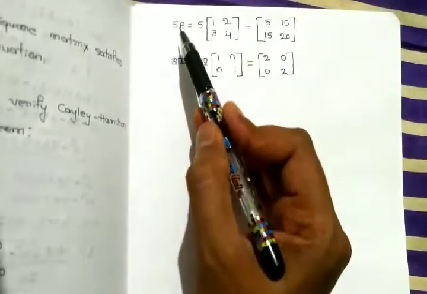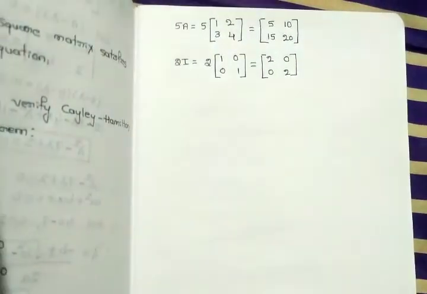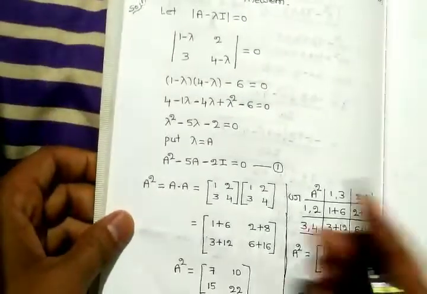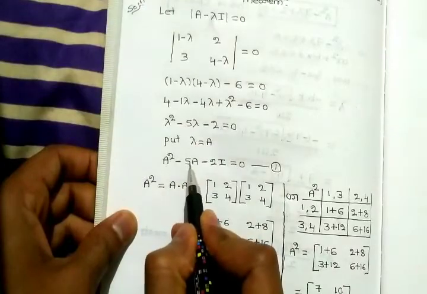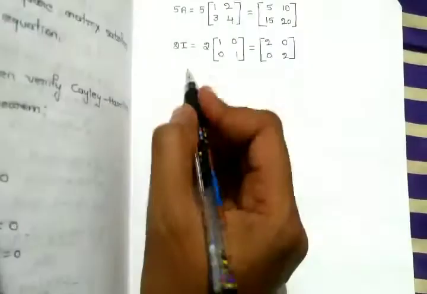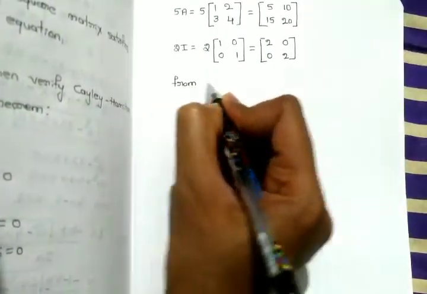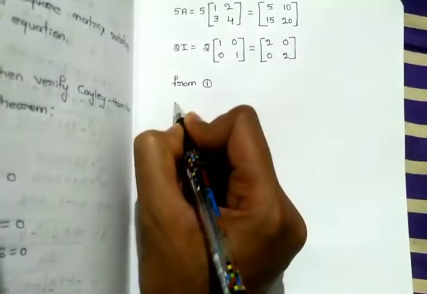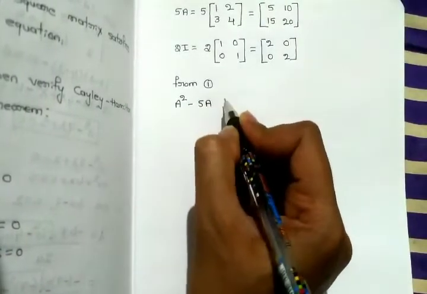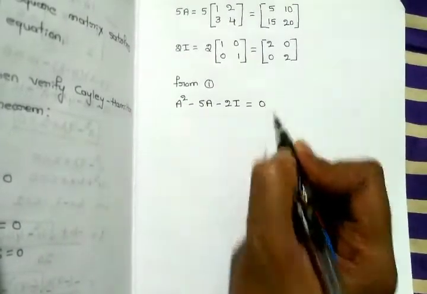So now you got all three values. A square value you got, 5A value you got, 2I value you got. So now consider equation 1. What is equation number 1? A square minus 5A minus 2I equals 0. From 1, A square minus 5A minus 2I is equal to 0.